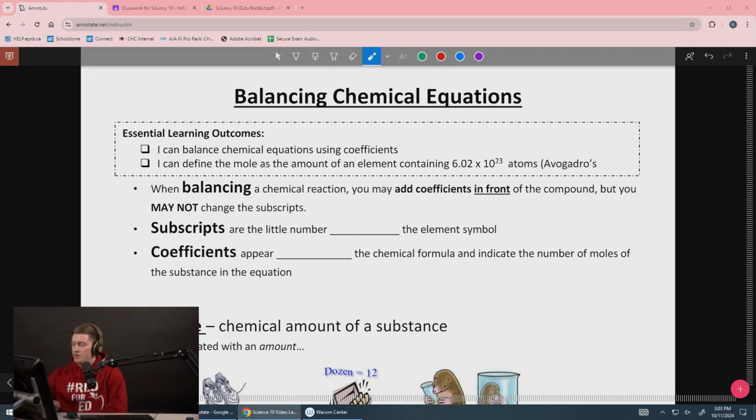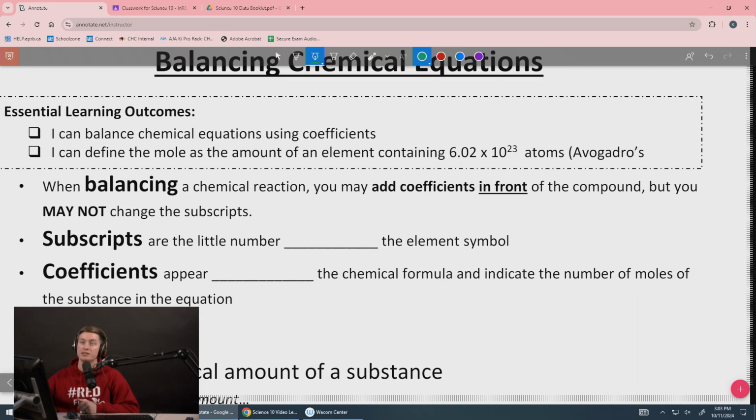In this lesson, we're going to talk about balancing chemical equations. When we balance a chemical reaction, you can add coefficients in front. This word in front means to the left. And I'll be adding coefficients in green here. So where it says in front, if your first language reads from right to left, you might think in front's to the right. But this is to the left of a compound. But you may not change the subscripts.